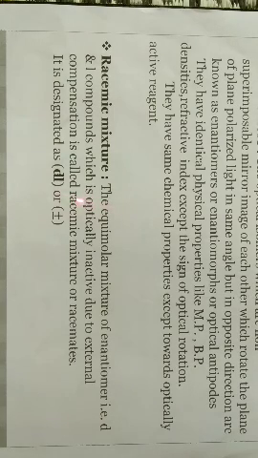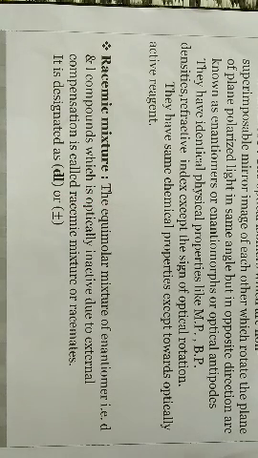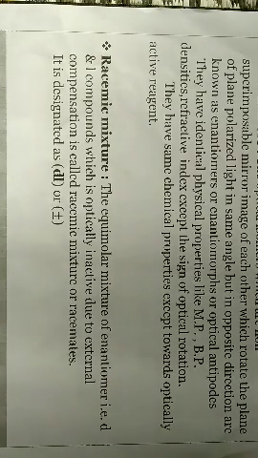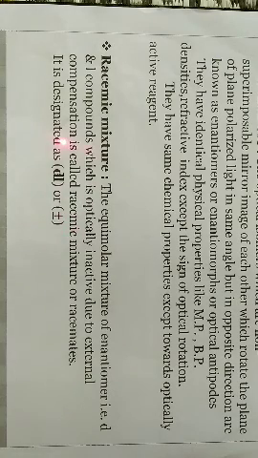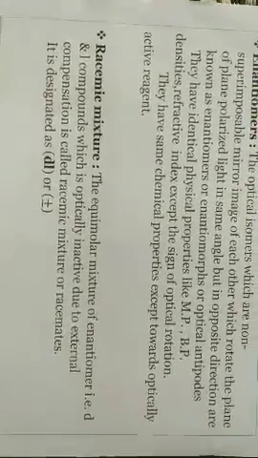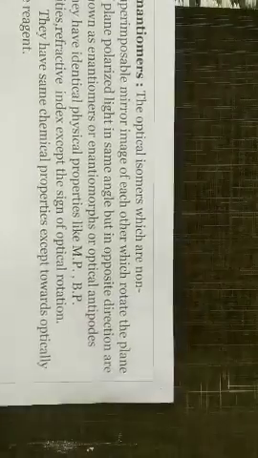And as we know, if the D form rotates the plane of plane polarized light to the right side, suppose by 30 degrees, then the L form, the levo rotatory compound, rotates to the left side again by 30 degrees. So that is a compensation, and it will come back to the original position. Hence it is called a racemic mixture, which is optically inactive. So these are the concepts used for optically active compounds.